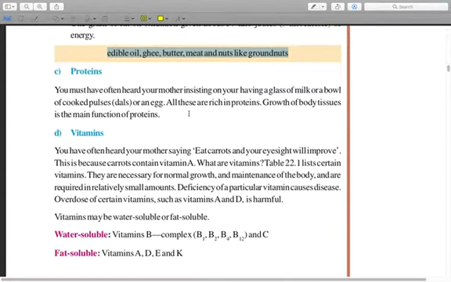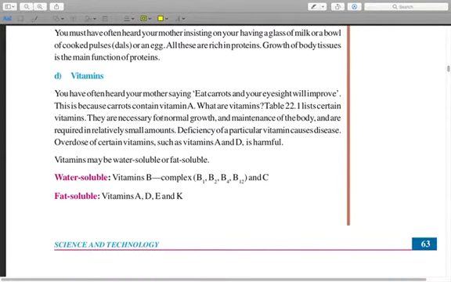Okay, so there are many protein-rich foods. That's why you see bodybuilders, they take milk and eggs because they are protein-rich food. And chicken is also a protein-rich food. And you have vitamins. You might have heard from people that eating carrots improves your eyesight, because carrots contain vitamin A. So vitamin A helps in improving eyesight.